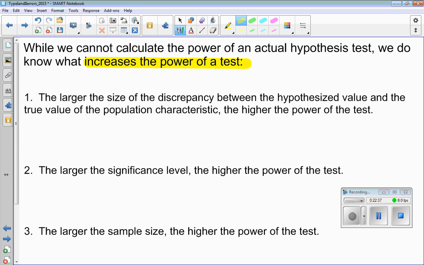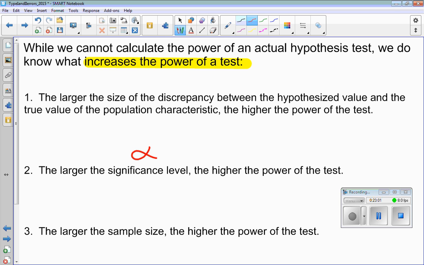Would you agree? Okay. Number 2, the larger the significance level. Now remind me what that is again? Alpha, right. So the larger the alpha, okay, often it's 0.05, but sometimes it's 0.1. Remember, a significance level of 0.1 would correspond to a 90% confidence interval, okay?